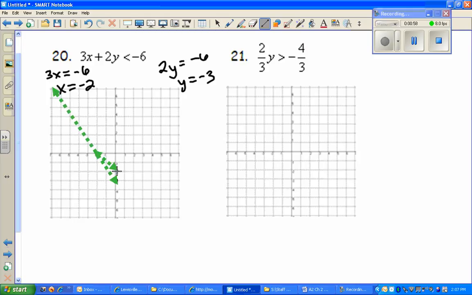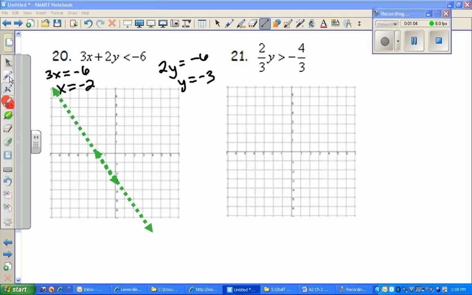For the shading, you have to be careful because depending on the sign on the y, that's the one that matters. Because if you were to solve this equation, if this was a negative on the y, this symbol would end up flipping directions. Since this is a positive y value, though, I know that I would keep this as being less than. So since it is less than, you need to shade below.